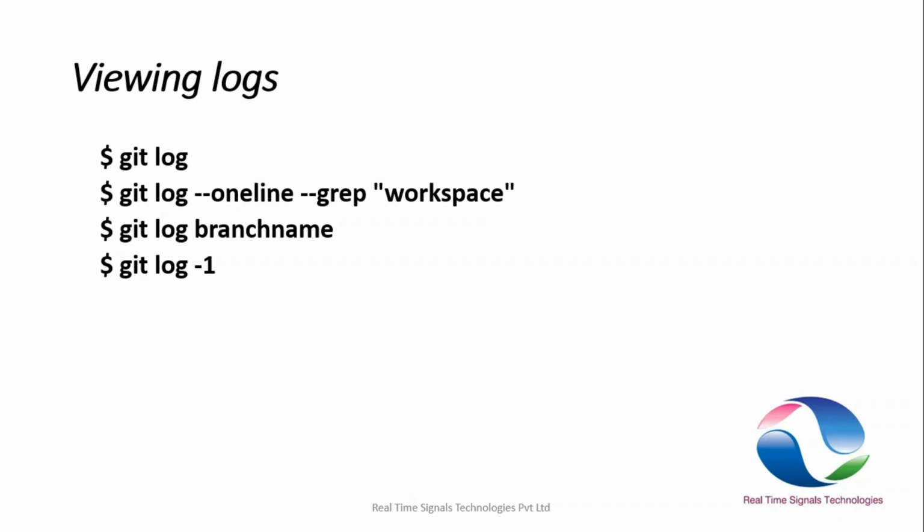Following are the git log commands: 1. git log. 2. git log --oneline | grep workspace. 3. git log branch-name. 4. git log -1.